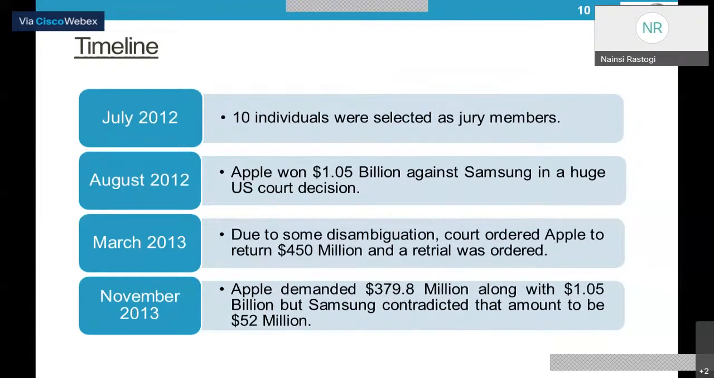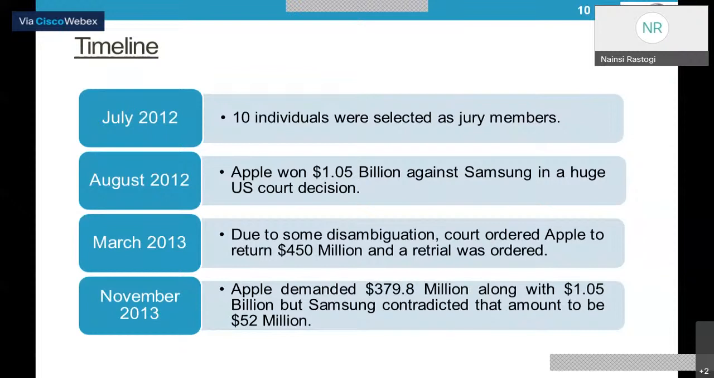Then next in 2012, one committee was made. One committee was developed. They had 10 jury members, and then in August 2012 itself, Apple won the suit of almost $1 billion against Samsung in the huge court case decision.